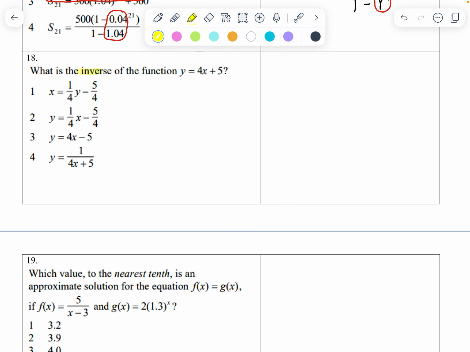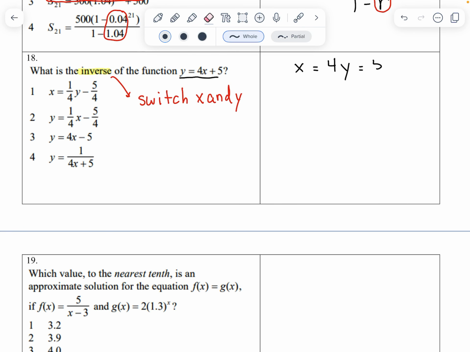All right, inverse. So what is inverse? Inverse is to switch x and y. So instead of y equals, you have x equals, and instead of x, you have y.